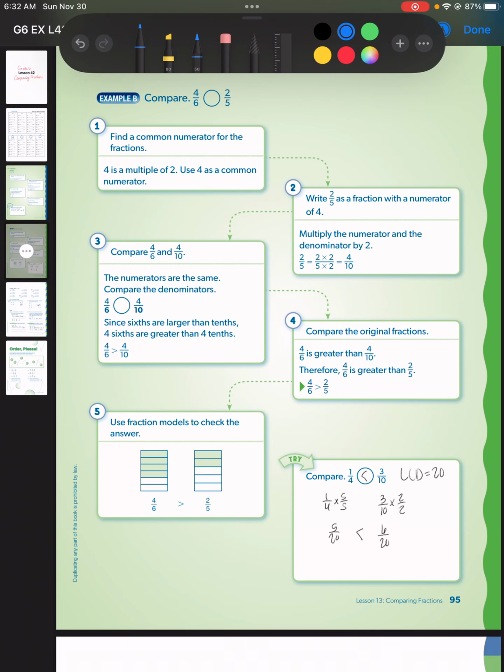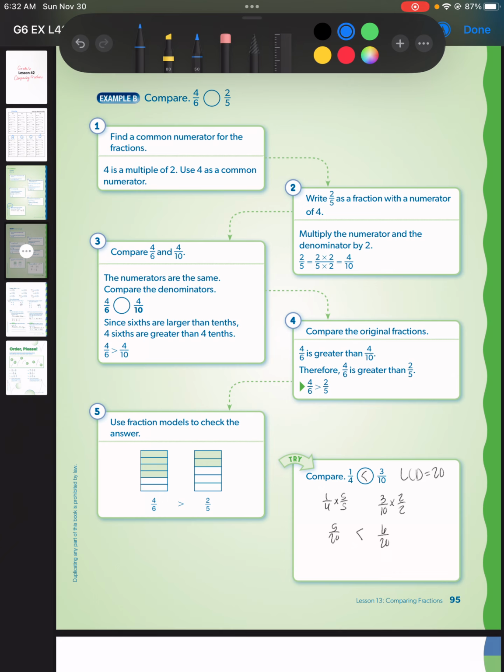As you jump into the next example, this is giving students another strategy for comparing fractions. Here, they are finding a common numerator, which is a different skill and not one that students are pushed to use very often. So in looking at the numerators, we have 4 and 2. Because 4 is a multiple of 2, 4 is being used as the common numerator.